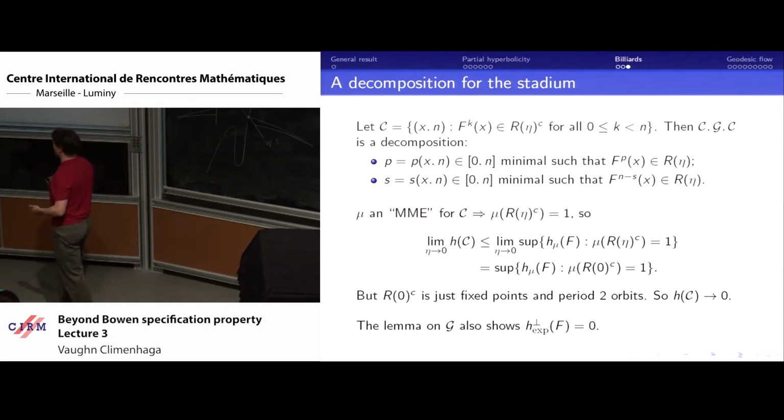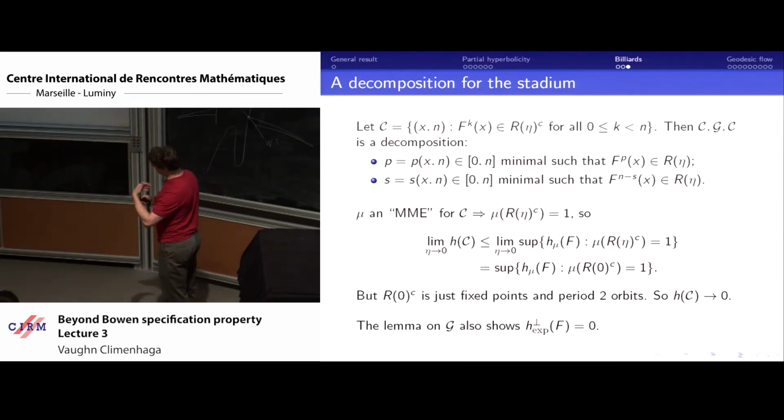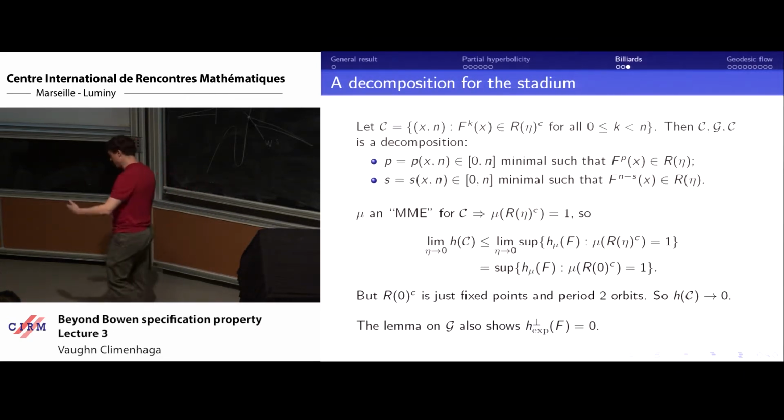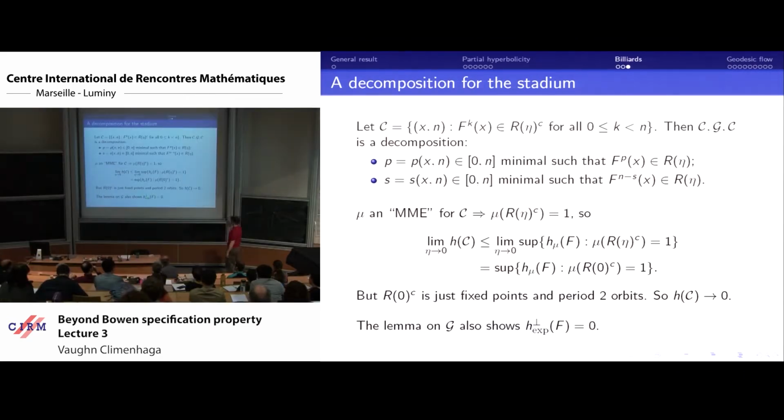And using some similar arguments, and the lemma on G, and some Poincare recurrence argument, you can show that the entropy of obstructions to expansivity is also 0, which is the idea of the theorem.